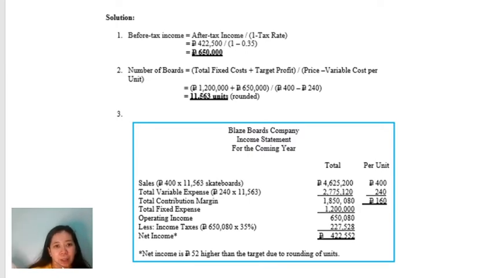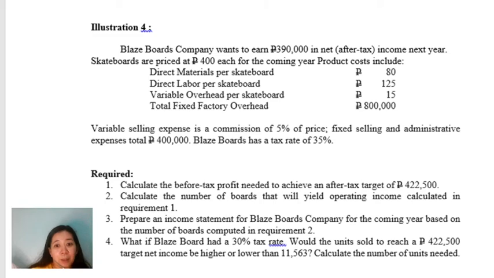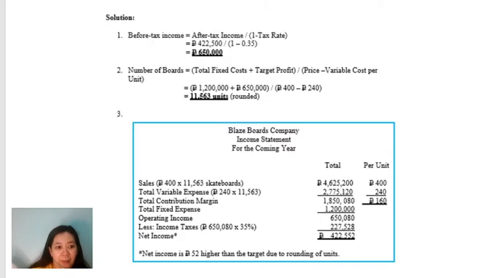Next, number 2. The number of boards is equal to the total fixed cost, so again, the target profit formula. The requirement for number 2 is to calculate the number of boards that will yield the operating income that we computed in requirement number 1. So again, we use the 650,000 before tax income, the target income, and that is what we add to your fixed cost.